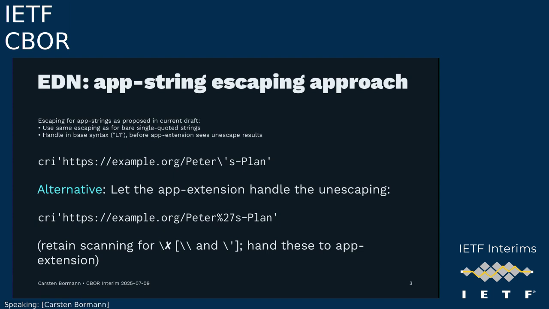And one question was, can't we have the application extension handle the unescaping? So in this particular case, you would expect to do something like percent encoding to no longer need that backslash combination in the string. And I think we haven't really discussed in detail how that exactly is going to work, but my assumption would be that we continue scanning for backslash something and hand these to the application extension as we find them, but we don't terminate the string when we see a backslash quote. We only terminate it when there is actually an isolated quote. So that's my working assumption, but of course we can change that as well.